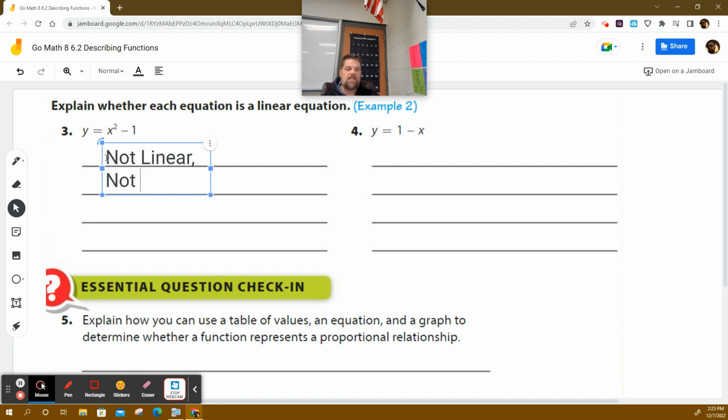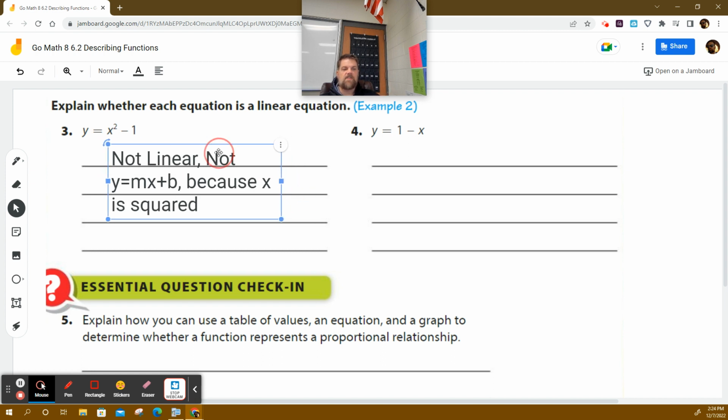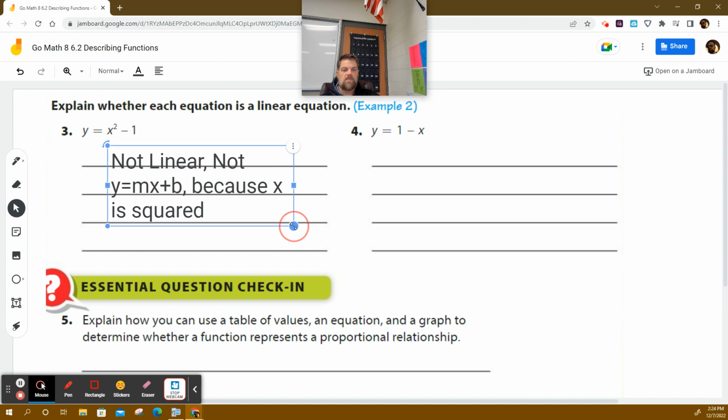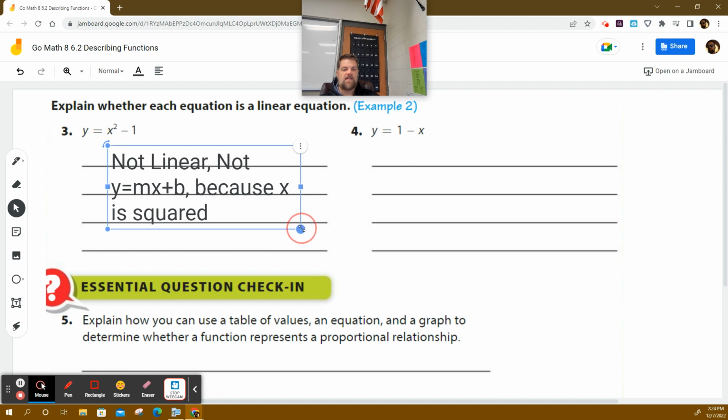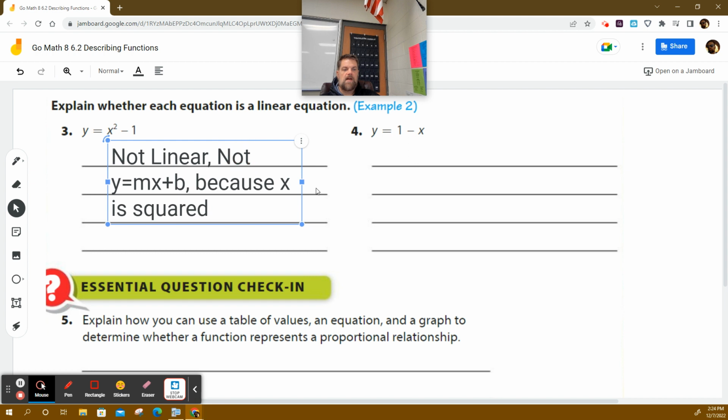Right, so I'm going to say not y equals mx plus b, but there's more. Why? I'll tell you, this is technically called, well, because x is squared. Okay? If you were in my algebra class, I would say because it's a second degree polynomial, which is kind of a fancy way of saying that it's x squared.